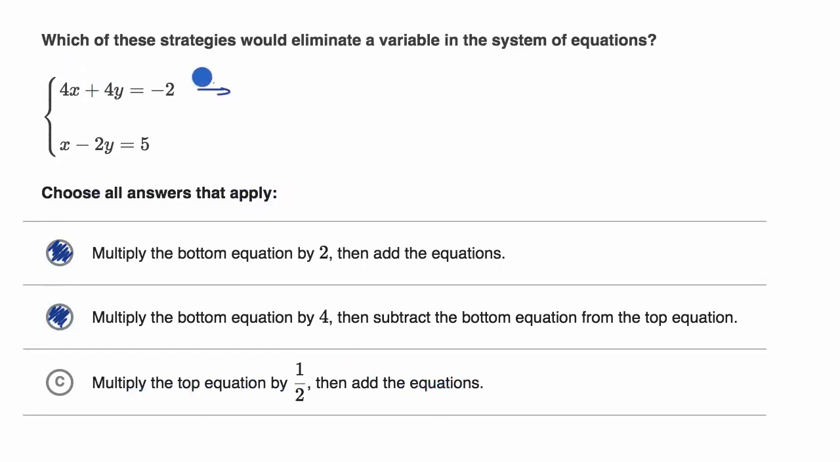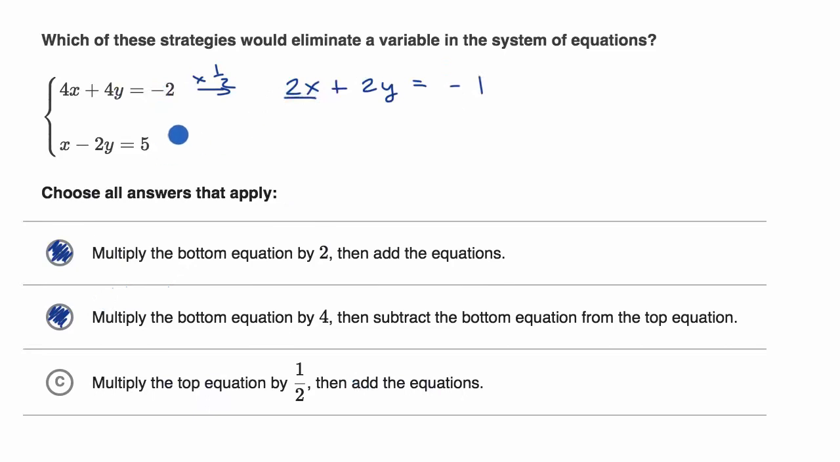All right, let's just multiply times 1/2. So the left-hand side times 1/2, we distribute the 1/2 is one way to think about it. 4x times 1/2 is going to be 2x, plus 4y times 1/2 is 2y, is equal to negative 2 times 1/2 is equal to negative 1. Now, and then they say add the equations.